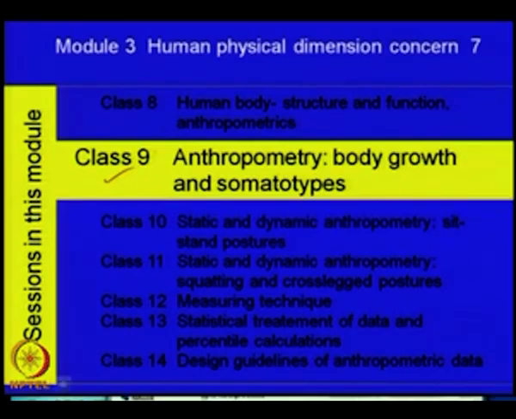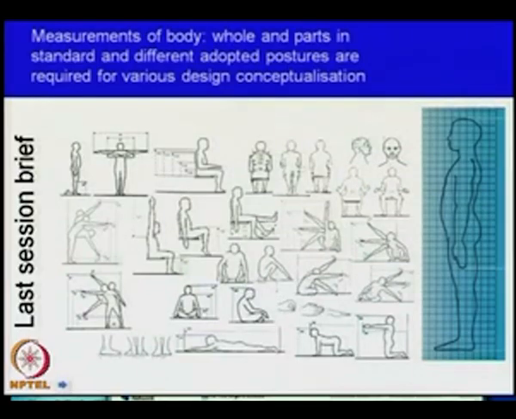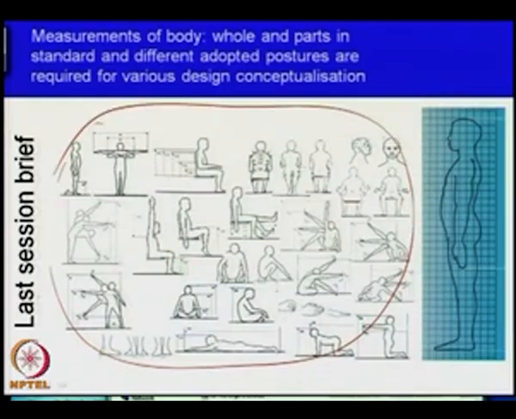So, today we will briefly recap what we have discussed in the last class. Last class we have discussed that measurements of the body, whole and parts, in standard and different adopted postures are required for various design conceptualizations, and for that this type of anthropometric postures and the various measurements are necessary, that we will be discussing in detail in coming classes.